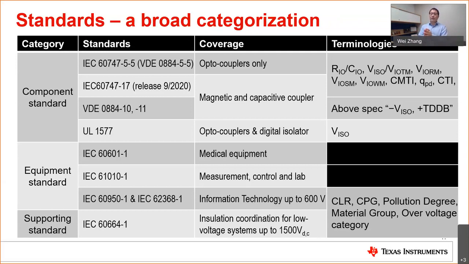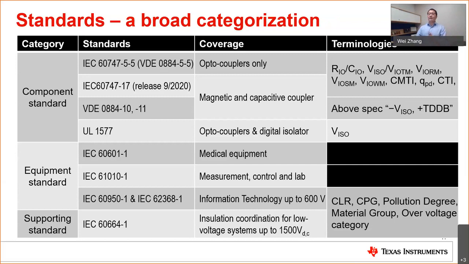So go to this category, and for component, you see opto, you see magnetic, capacitive, you also see UL 1577, which is used for optocoupler and digital isolator. And for equipment, there are many equipments. You have server and telecom in information technology, you have control and lab, medical, motor drive, solar, so many end equipments. But all of this end equipment standard is based on the supporting standard, which is IEC 60664-1, insulation coordination for low voltage systems up to 1.5 kV DC. So that is telling you, you have component, you have end equipment, and you have some common library from IEC 60664 you can draw the knowledge from.